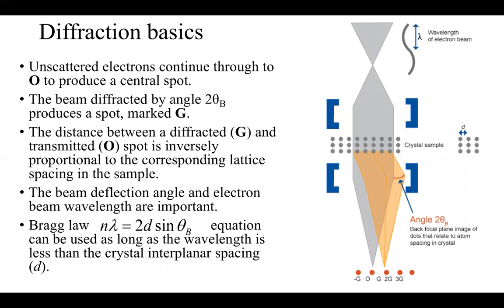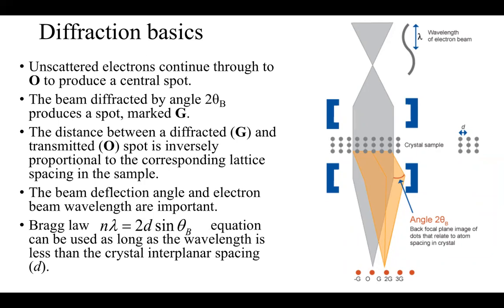Okay, so this is to give you a very brief idea about the diffraction basics. Not going to go into details here. We are using Bragg's law, which is n lambda equals 2d sine theta b. Theta b is the Bragg angle. n here is the order, lambda is the wavelength, and 2 is just a constant. d is the interplanar distance.